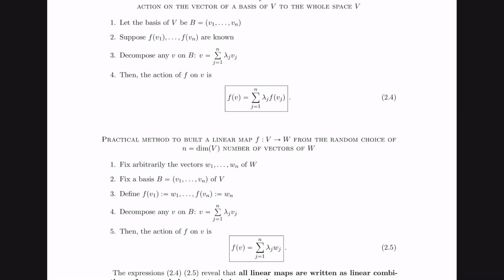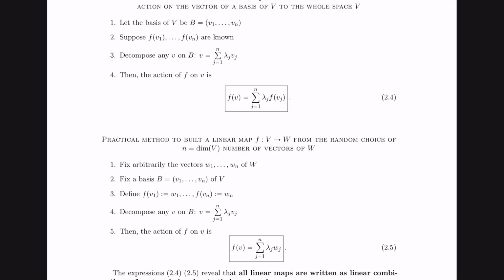In the next page, I have highlighted two practical techniques that descend immediately from the last theorem. The first one is a practical method to extend a linear map from the knowledge of its action on the vectors of a basis to the whole domain vector space. The second is the practical method to build a linear map starting from the random choice of a suitable number of vectors belonging to the image vector space.